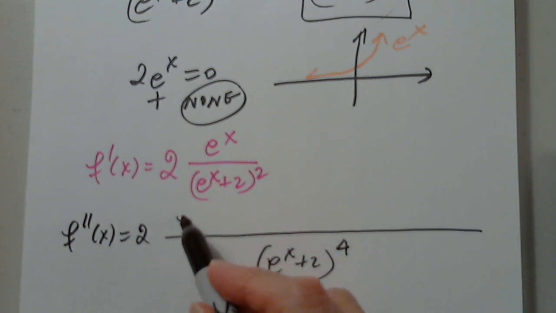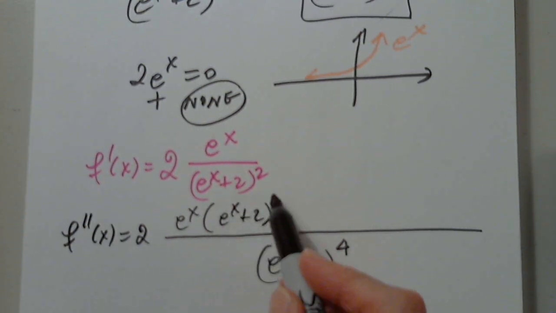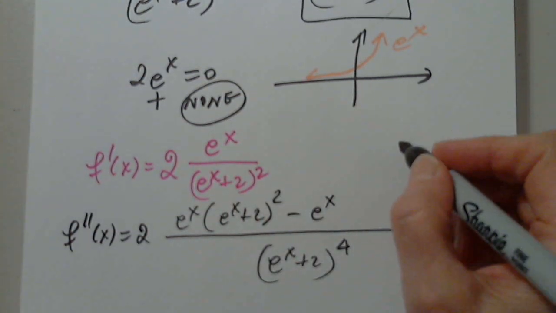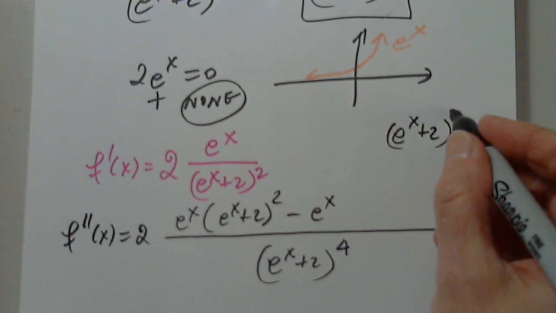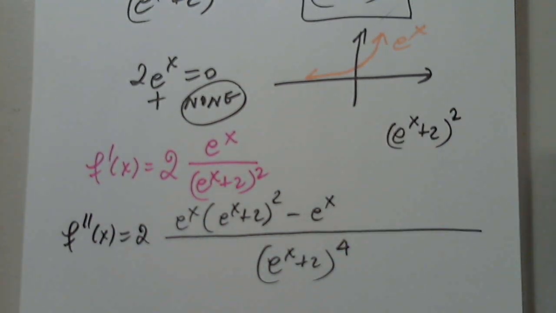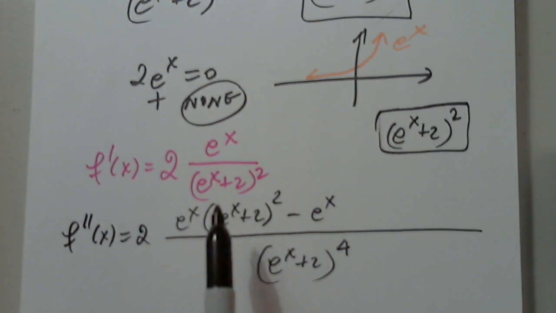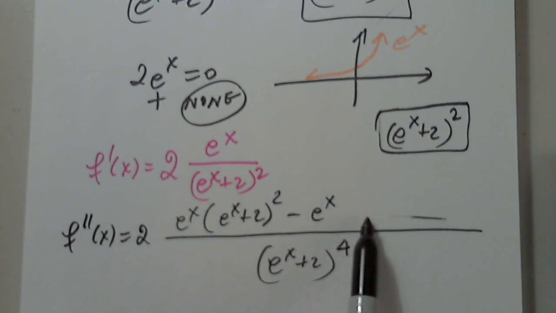The top function prime, e to the x, times the denominator, minus the top, times the denominator prime. Can anyone differentiate for us (e to the x plus 2) squared? And I'll put it here. Please try. I need to differentiate the denominator and put it here. What do I write? Anyone, please? Can anyone help differentiating (e to the x plus 2) squared?